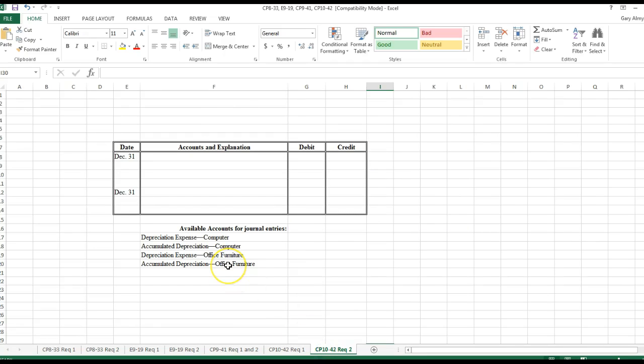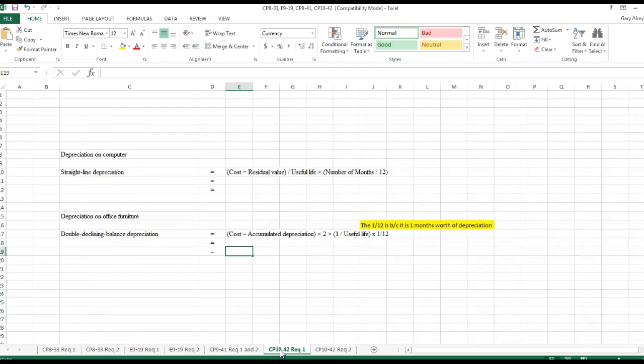Now whatever you calculate in both of those, you're going to be transferring over to your journal entry. And again, the journal entry for depreciation is always the same. You're going to debit depreciation expense and you're going to credit accumulated depreciation. Debit depreciation expense, credit accumulated depreciation. One for the computer, one for the office furniture. And you're going to be putting the amounts that you calculated in requirement 1.